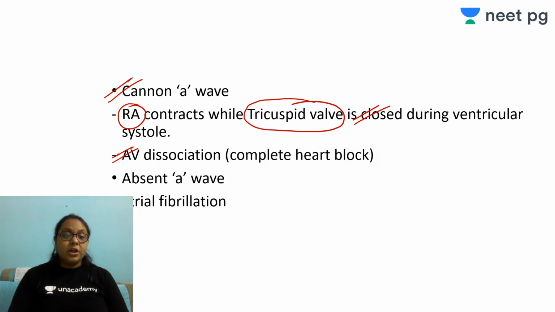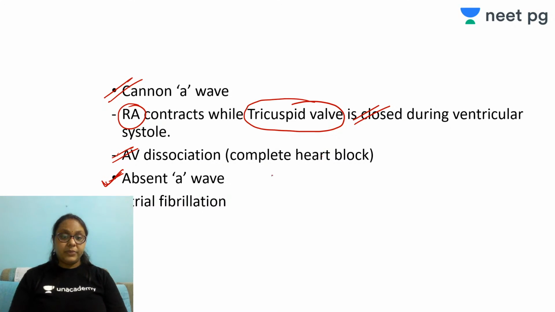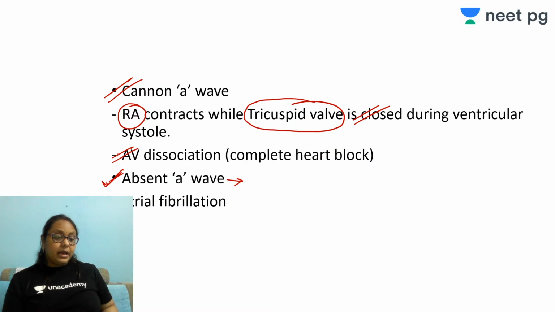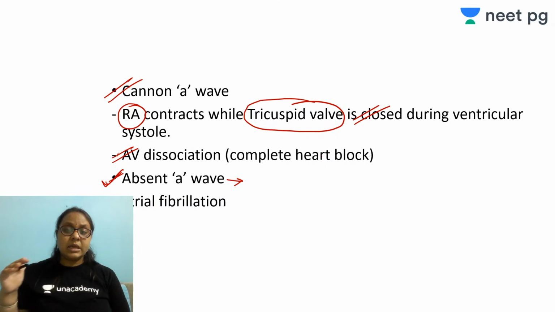Is it clear? Now, absent A wave, where will it be seen? If the atria is not contracting, what is that condition? That is seen in cases of atrial fibrillation. So these are the abnormal A waves. Is it clear? Any doubts? Now A, then what comes after that?